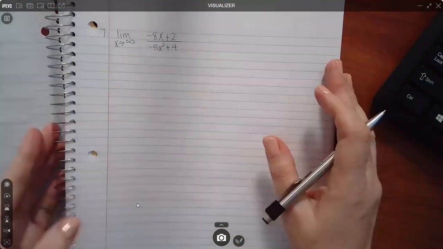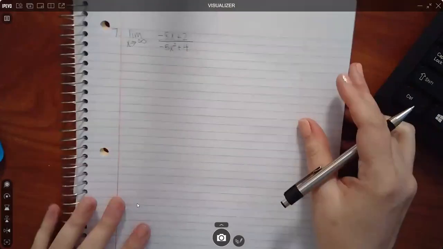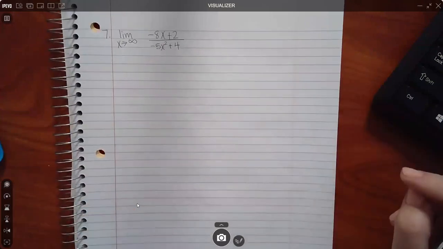Okay. So for this problem, it just wants us to take the limit, but there were no other extra directions on it. There's two ways to do this limit, and I'm going to cover both, because I'm not sure which way I tell you to do on the final. So we're going to do it both ways. You can pick which way, but don't get them mixed together, okay?